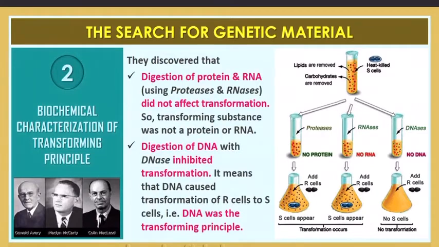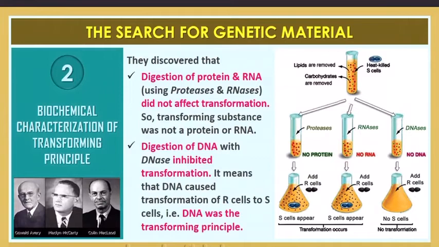Look at that. They have taken the lipids out, carbohydrates out, and they focused on protein, RNA, and DNA. They used protease to digest protein and injected the heat killed S cells and added R cells. The S cells appeared. That means transforming principle is there, right? In spite of protein being digested. Next, they used RNase enzyme, digested RNA, injected that heat killed S cells and added R cells. Still S cells appeared. That means RNA is not the transforming principle.